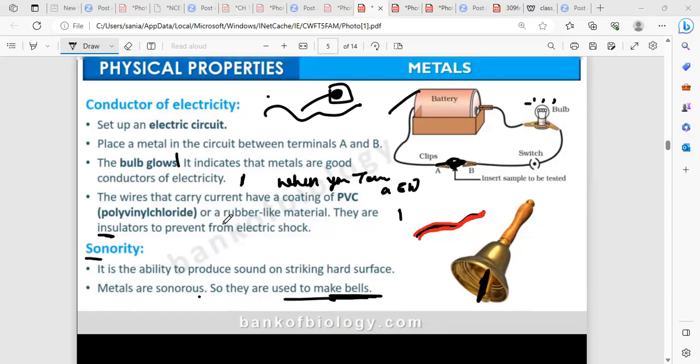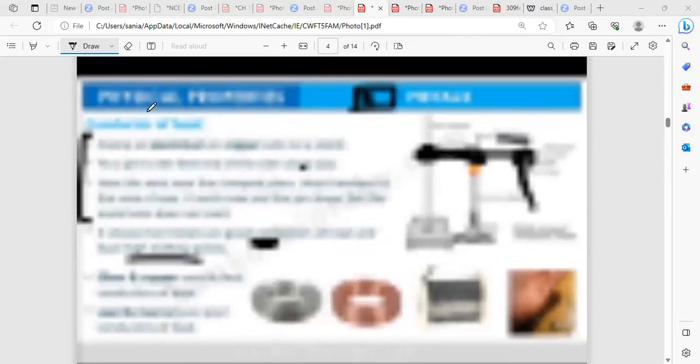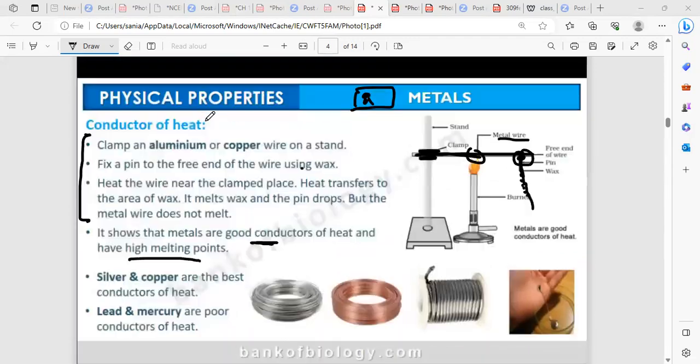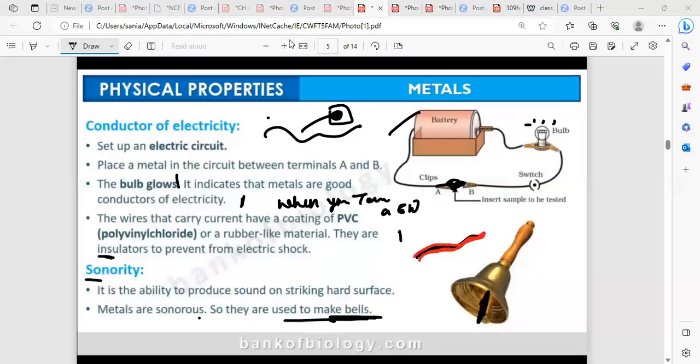Okay, this is the new slide. Ma'am, I'm writing sonority. I think you have not written conductor of electricity. You wrote conductor of heat. Yeah, now I have to write this one, conductor of electricity and sonority. Ma'am, I cannot see, it's blurry. Yeah, I can see now.